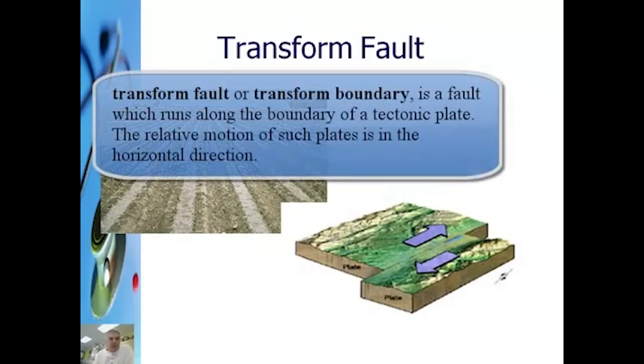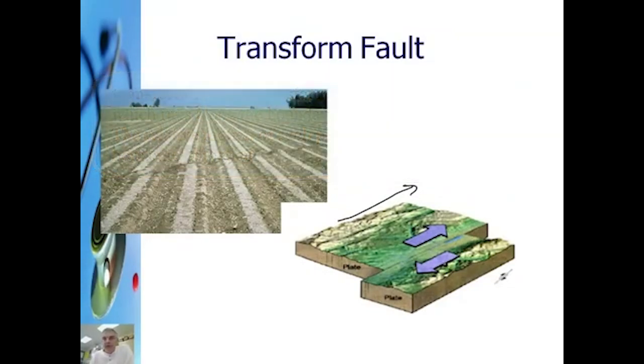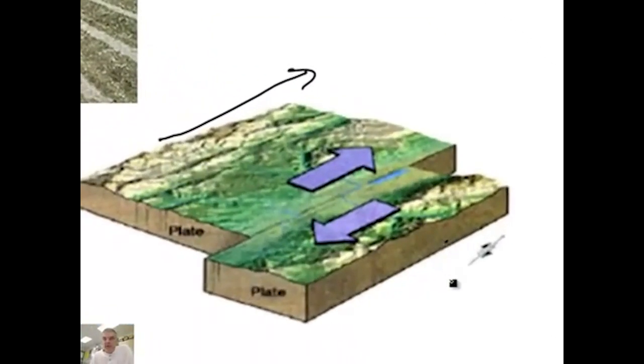So here's a picture of a transform fault. Basically you have two plates. Plate number one is moving in this direction, as indicated by the arrow, and the other is moving in the opposite direction. That's when they slide past each other.